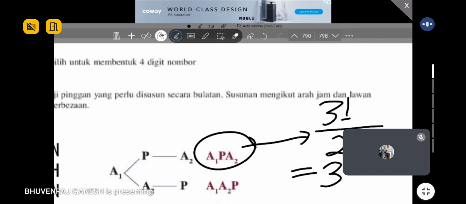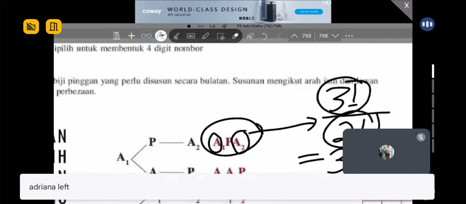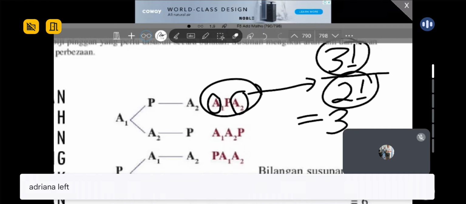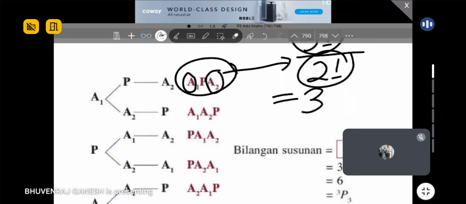So always remember, when you have similar objects, divide by the number of similar objects. Kamu bahagi dengan bilangan objek serupa. So in this case, you got 2 A's, so that's why 2 factorial. Total, you got 3, so that's why 3 factorial. Okay? Boleh dapat, guys? So make sure you all consider the similar objects.